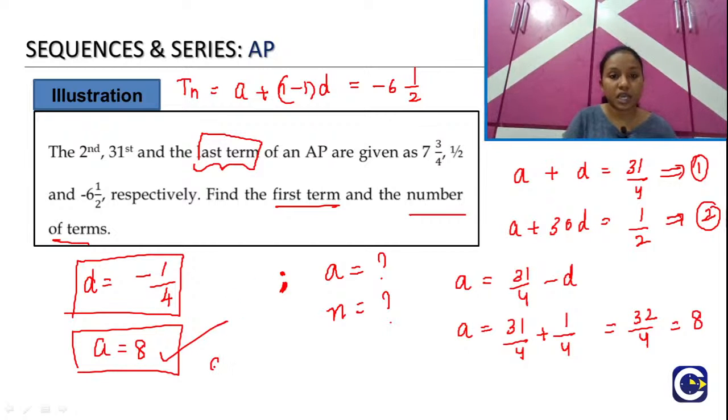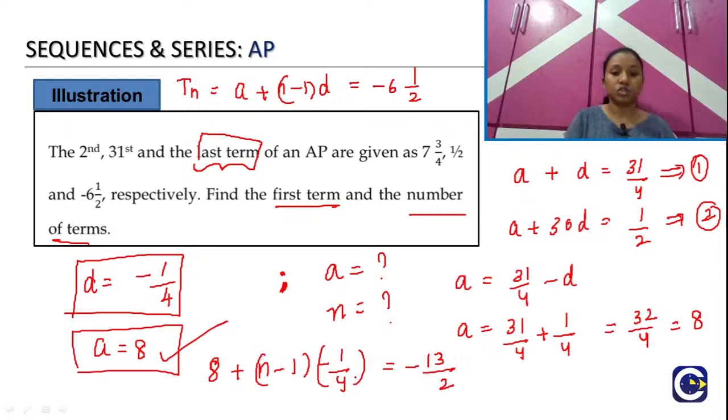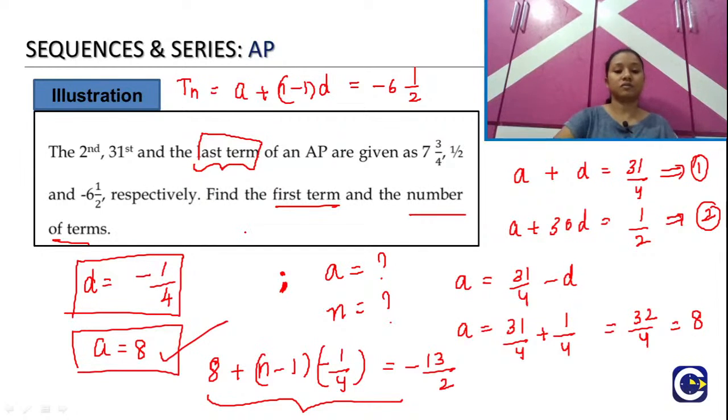Right, that means a here we already found out. So 8 plus n is unknown, so n minus 1 into d is already given, minus of 1 by 4, is equal to, so it's a mixed fraction, 12 plus 1, 13 by 2. So now in this particular equation, the only unknown which we have to determine is n. So let's simplify this equation and find the n value, which is the number of terms present in this given arithmetic progression.